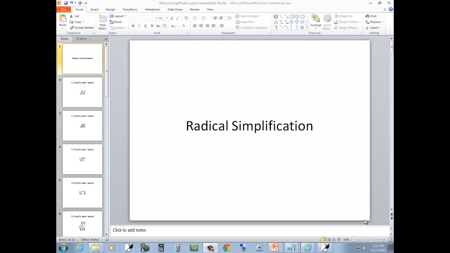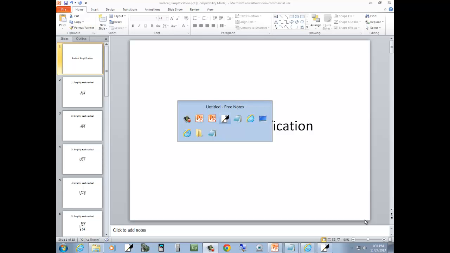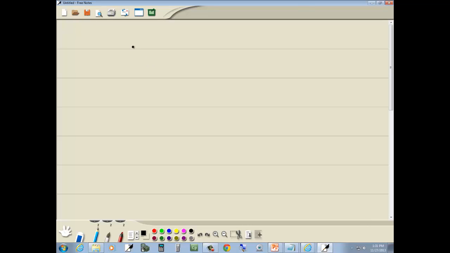Let's take a look at how to simplify radicals. First off, let's look at some examples of radicals. That's a radical there, and this is another radical. This one here doesn't have a number in a little slot, but this does have a number in a slot. That number in a slot is called your index.